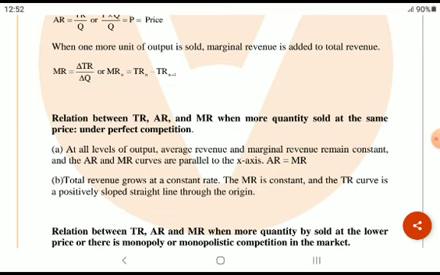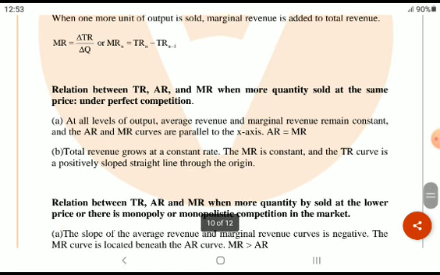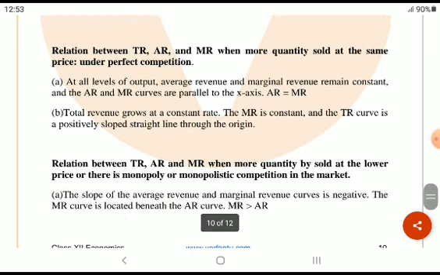The relationship between TR, AR and MR when more quantity is sold at the same price under perfect competition is: at all levels of output, average revenue and marginal revenue remain constant and the AR and MR curves are parallel to the x-axis. AR is equal to MR. Total revenue grows at a constant rate.